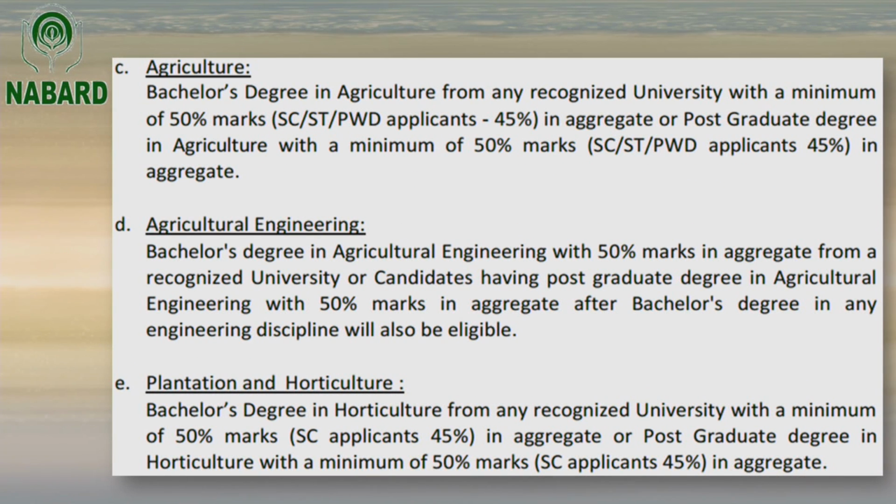The next slide shows the position for agriculture. It means a bachelor degree in agriculture from any recognized university with a minimum of 50% marks, SC, ST, PWD applicants 45% in aggregate, or a postgraduate degree in agriculture with a minimum of 50% marks, SC, ST and PWD applicants 45% in aggregate.